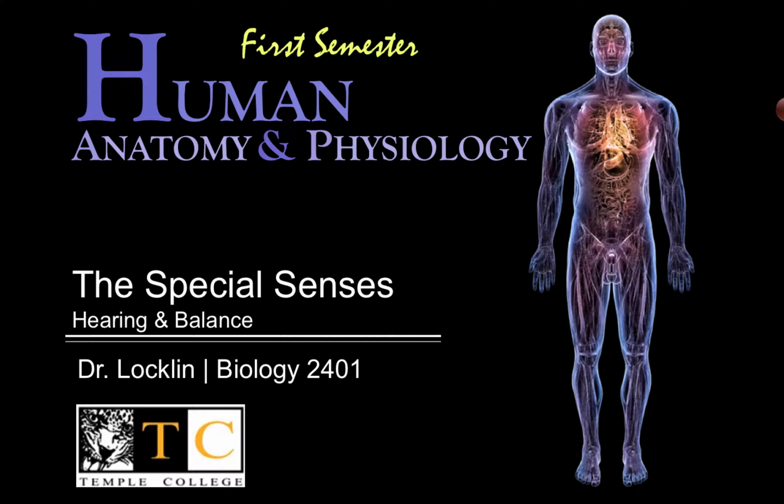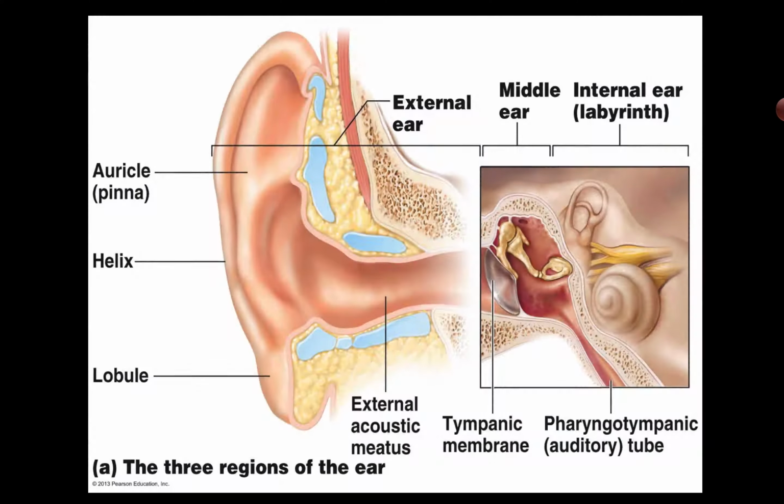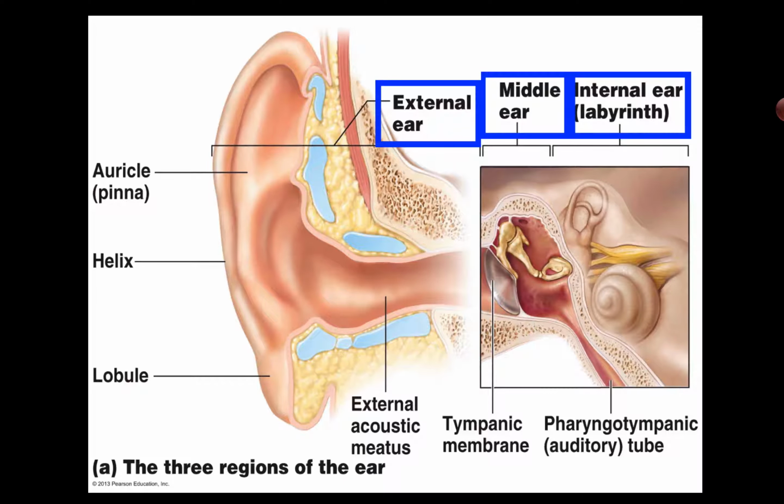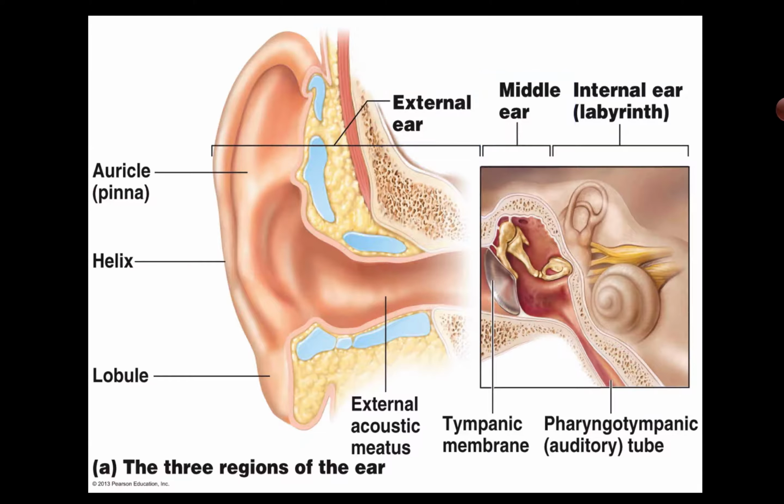So let's talk about the structure of the ear, both external and internal. We divide the ear into three major parts, three major regions. There's the external ear, the middle ear, and the internal or the inner ear. And eventually we'll work our way into the inner ear where the receptors for equilibrium and hearing are. But let's work our way from the external towards the internal and talk first about the external ear.